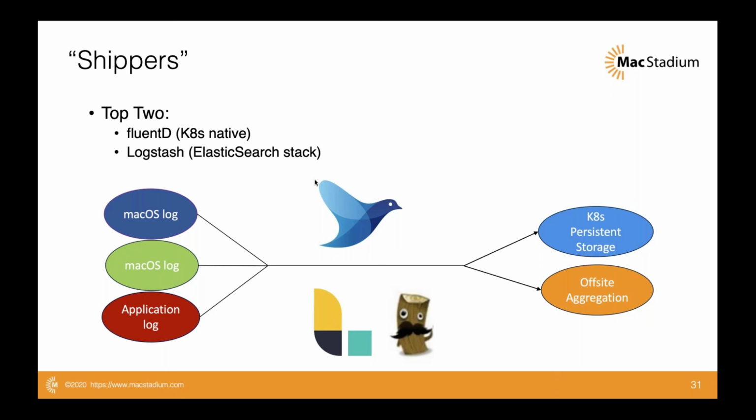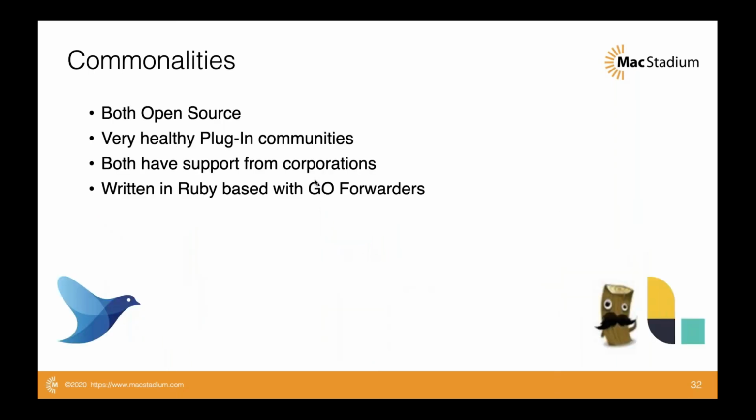Ultimately, both of them are going to do shipping of logs in a really efficient fashion. They're both going to take anything you want and ship it to wherever you want. That's the goal. Both are open source, with really healthy plugin communities. I think fluentD is bigger, but they're pretty comparable. There's no real difference there. They're both supported by corporations. Google supports fluentD effectively, and Elasticsearch purchased Logstash, so you have them in the Elastic Stack.